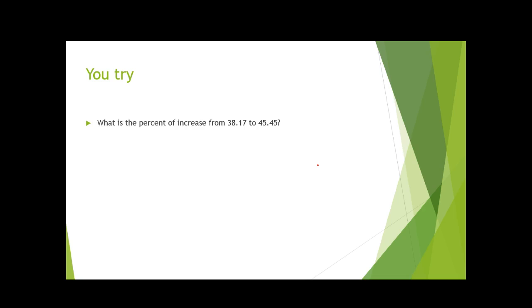What is the percent increase from 3817 to 4545? Possible answers are 84% increase, 119% increase, 19% increase, or 16% increase. You're on page 207, numbers 1 through 12, for more problems of finding percent increase and decrease.